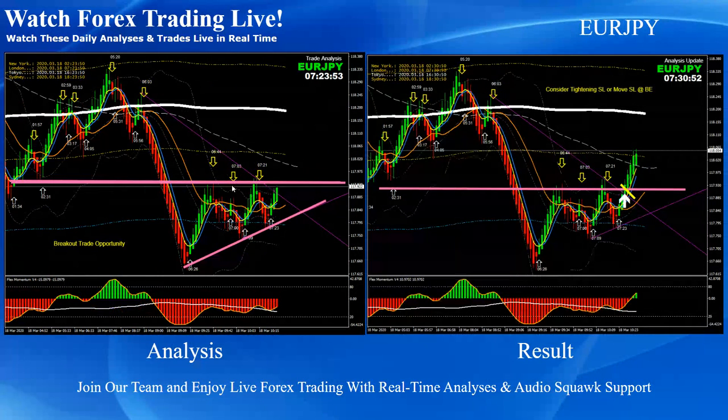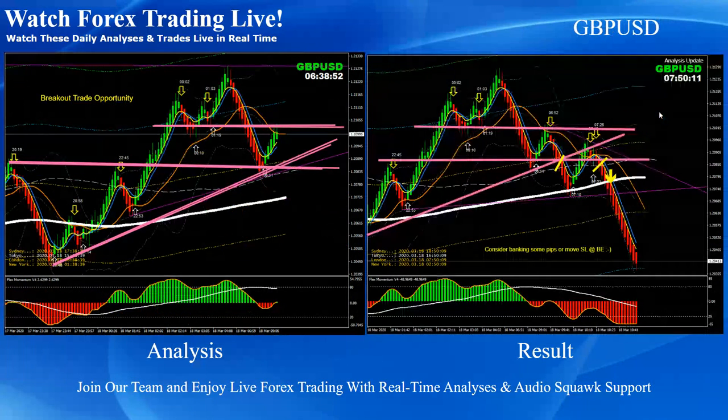Euro Yen, pretty straightforward. As you can see, this was a pretty straightforward breakout. As soon as the price hit the first fib channel, supported by the resistance, we mentioned to consider tightening stop loss or moving stop loss to break even. And Pound Dollar, pretty straightforward.